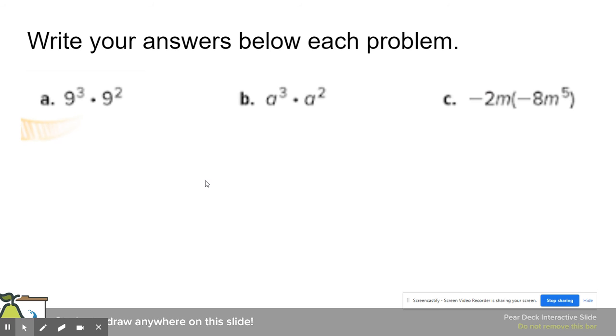A would be 9 to the 5th. Again, pause me if you're not there. A is 9 to the 5th. B is A to the 5th. C would be -2 times -8, which is positive 16, M to the 6th. That'd be M to the 1st power times N to the 5th power would be M to the 6th.